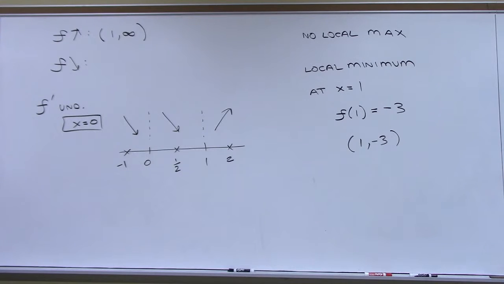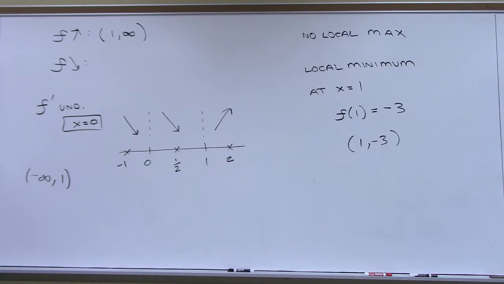Where is it going down? Negative infinity to 0, and then the union 0 to 1. Can I just do instead negative infinity to 1? Why not? The derivative is undefined at 0. What's undefined? The derivative is undefined. The original function is not.